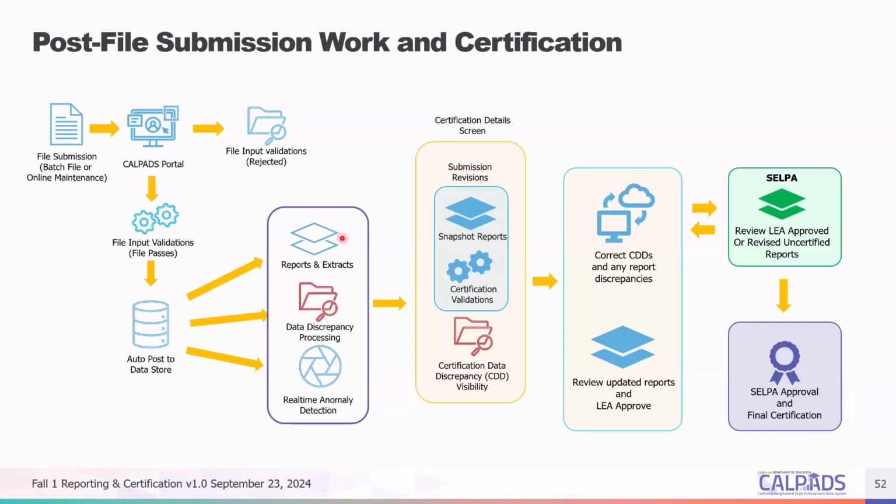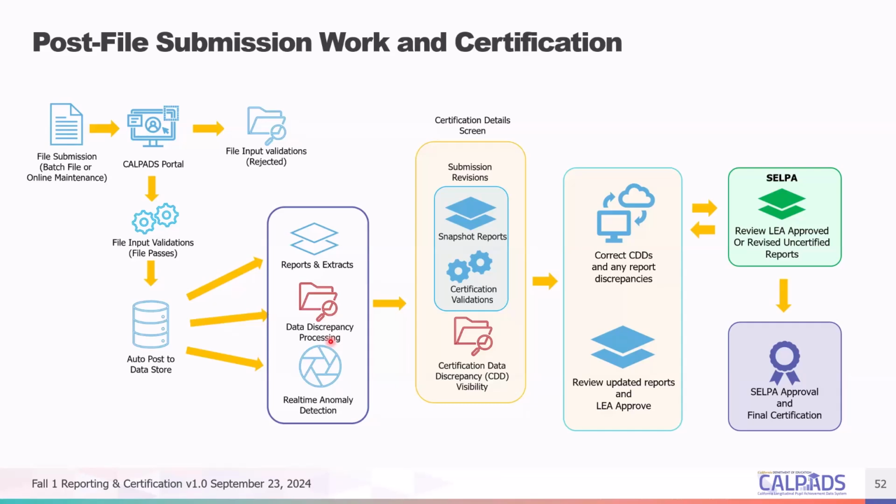And then, of course, the ODS store will also generate extracts. The extract is reflective of the raw data that is in the data store. So the extracts can be downloaded based on file types, right? And then, of course, we have here the data discrepancy processing.